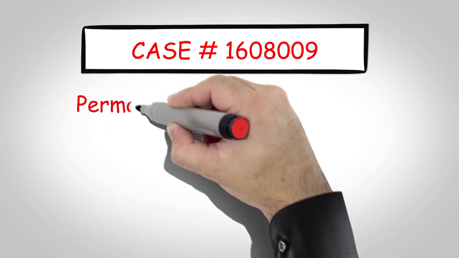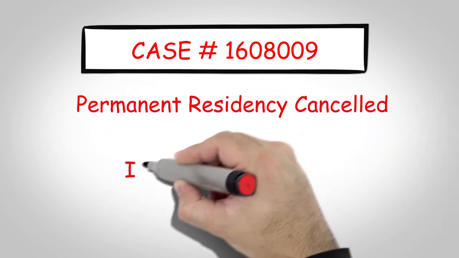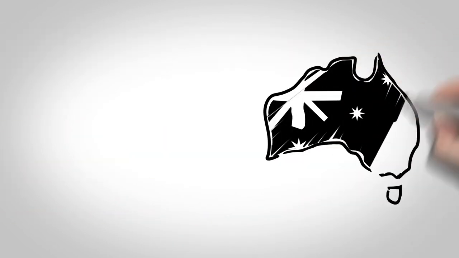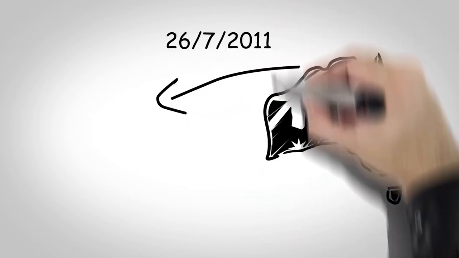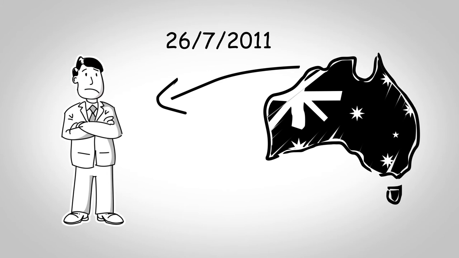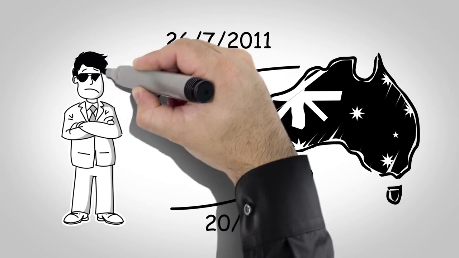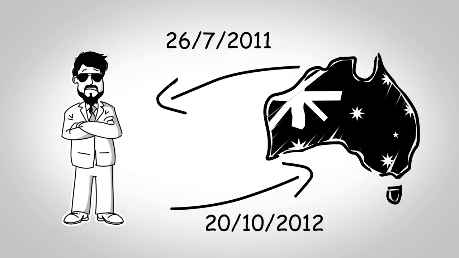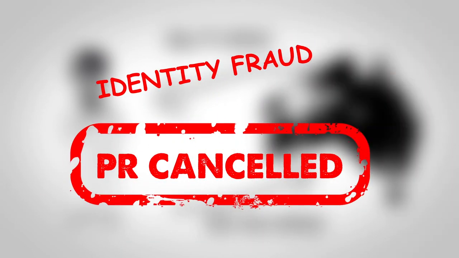To give you an idea of how serious it is, here are a few examples of decisions which I have taken from the Administrative Appeals Tribunal. In our example one, permanent residence itself is cancelled due to identity fraud. It was confirmed that the applicant left Australia on 26 July 2011 on his real identity, and then he returned on 20th October 2012 with a new false identity.